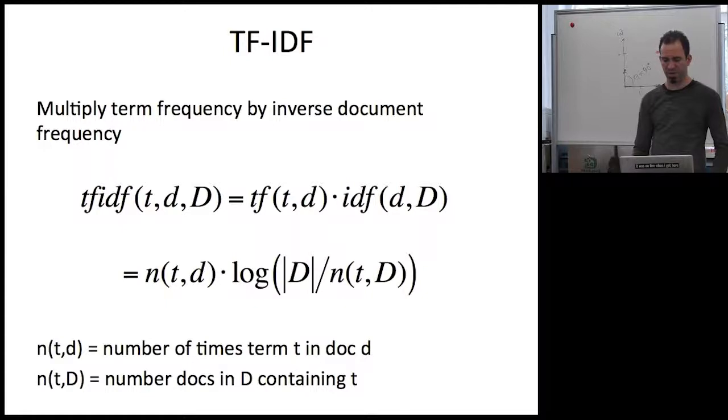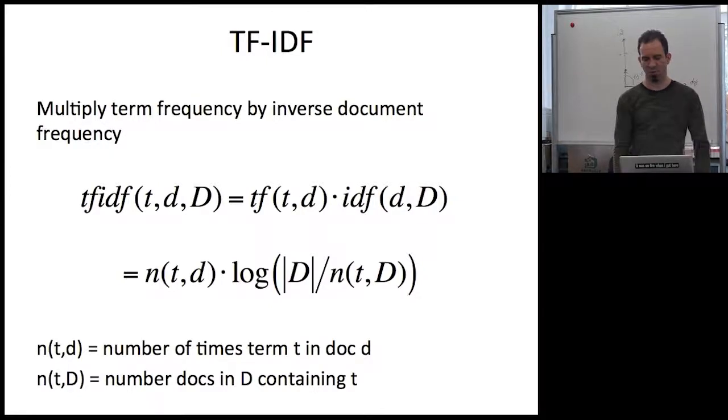Let's take a look at this. TF is a function of the term. So I say, what is the term frequency of cat? And the document, what is the term frequency of cat in this document?